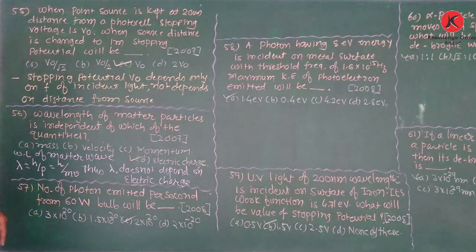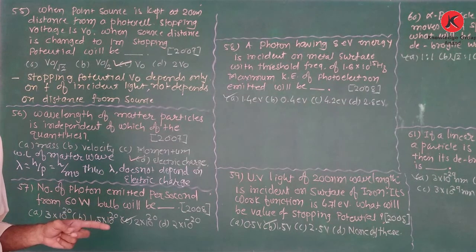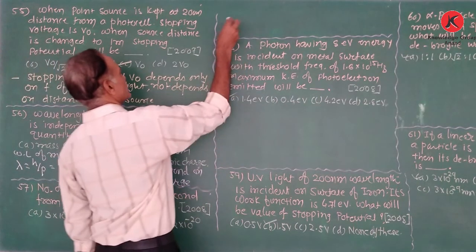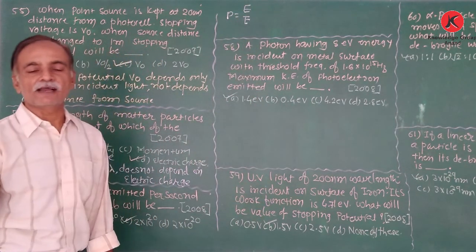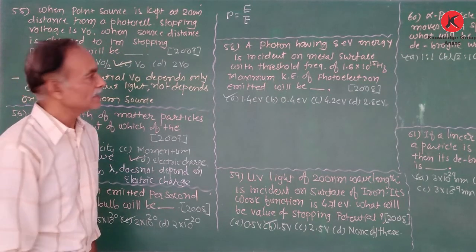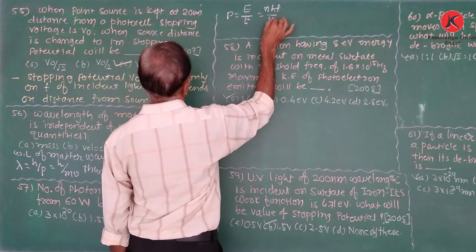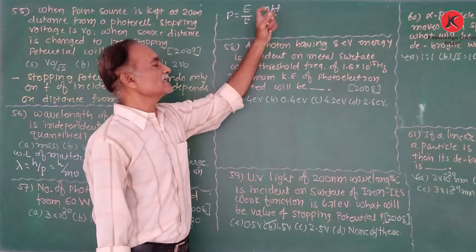Clear? Okay. Now, number of photons emitted per second from a 60 watt bulb will be? Now, the 60 watt bulb radiates energy. In this energy, suppose n photons are present. Here the power is given as 60 watt. Therefore, power P is equal to total energy radiated in unit time. P is equal to energy radiated per unit time, E upon t. If E is equal to nhc upon lambda, again P is equal to nhc upon lambda t.